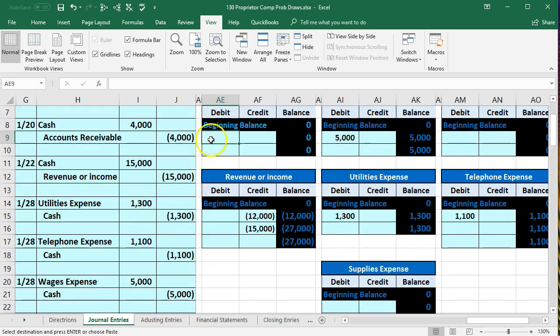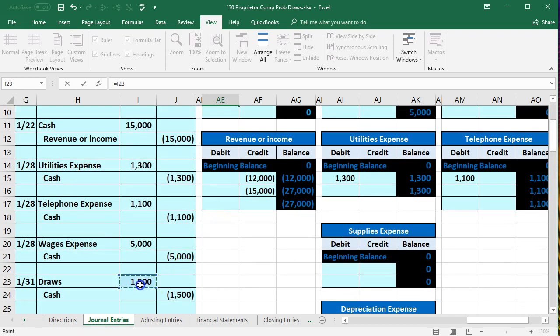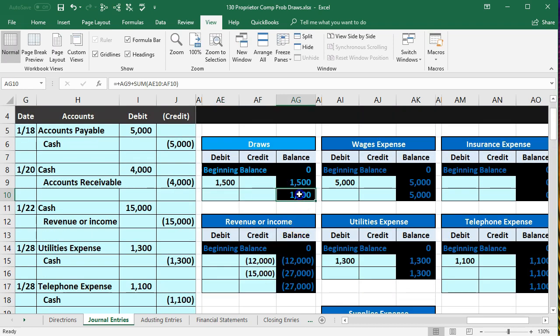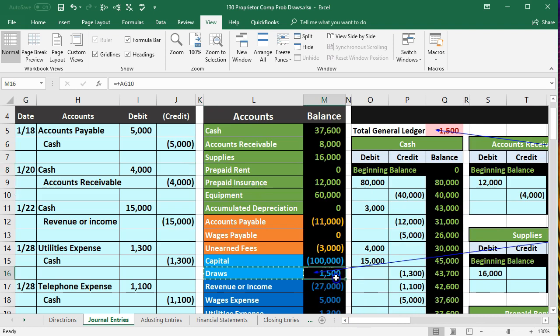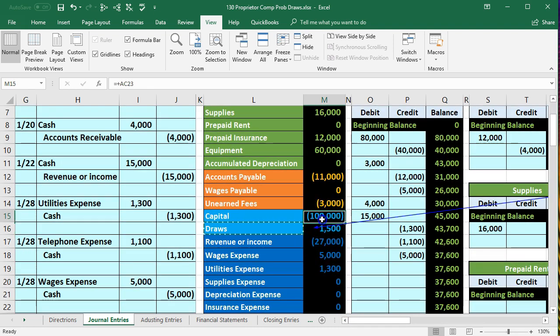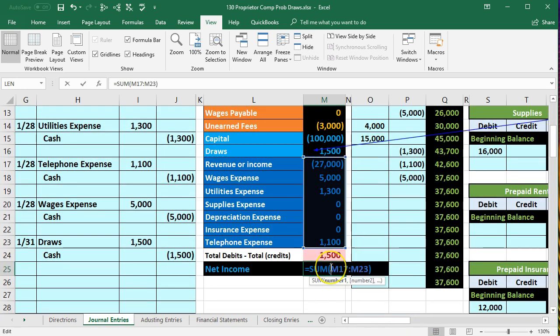We're in cell AE9, where we're going to say equals, scroll down just a bit, point to that 1,500 and enter. And there we have it. So there's the draws. If we go back to our account, click to the left of the frozen panes and go right, there's the draws. That of course brought down the equity here to 98,500, but did not affect net income.